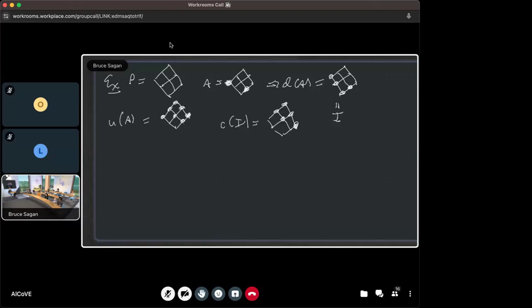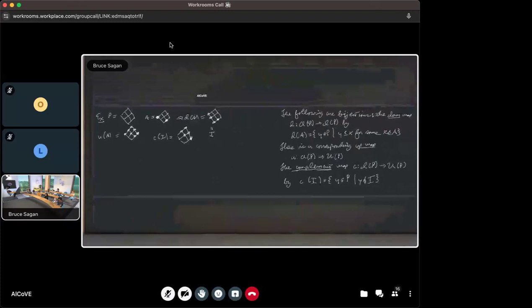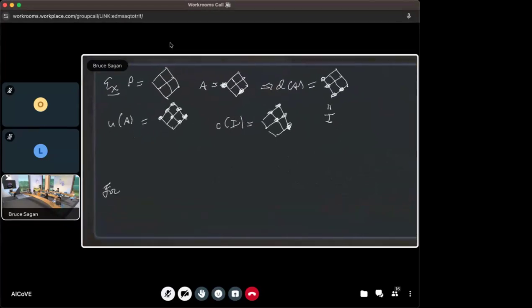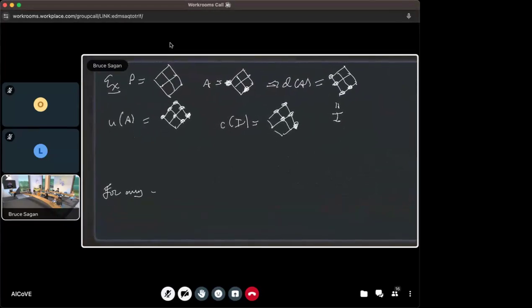Okay. Questions about these maps, what they do, everything clear, hopefully? Great. Okay. So, two more maps, and then we'll be done and we can define the big map that we're actually after. This is going to be for any subset S of P. We're going to define the min and the max maps.